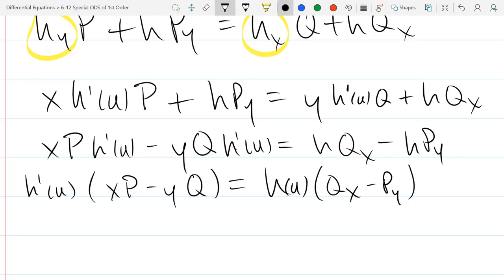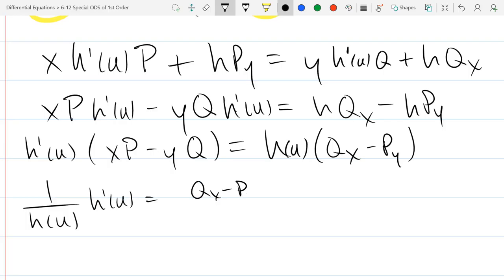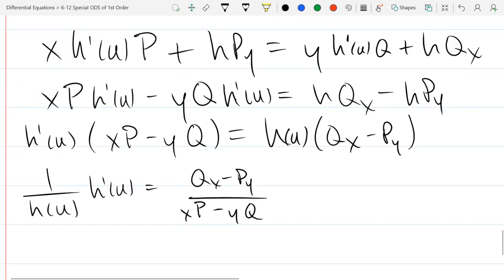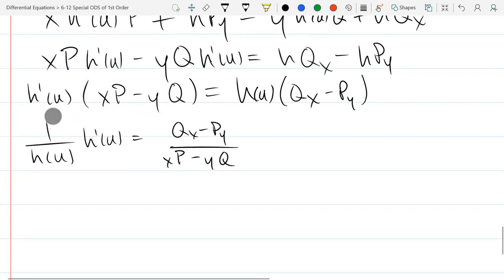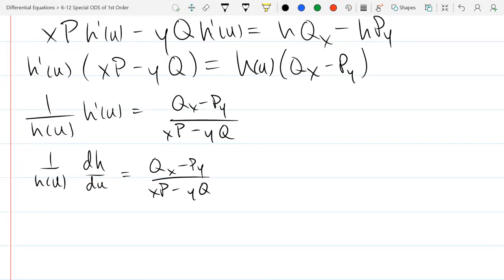Okay, let's get all the H's on one side and all the non-H's on the other. So we'll divide by H of U. So we're going to have 1 over H of U times H prime of U equals QX minus PY divided by XP minus YQ. So multiply both sides by du.